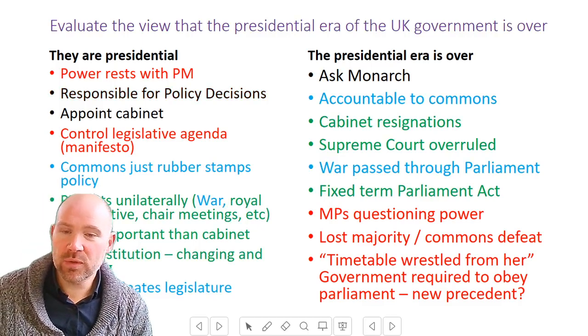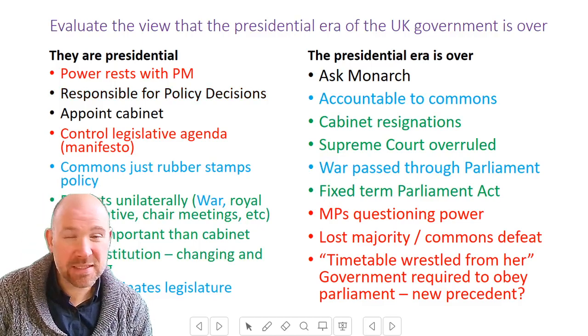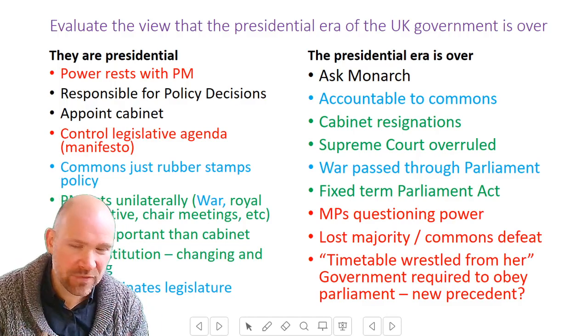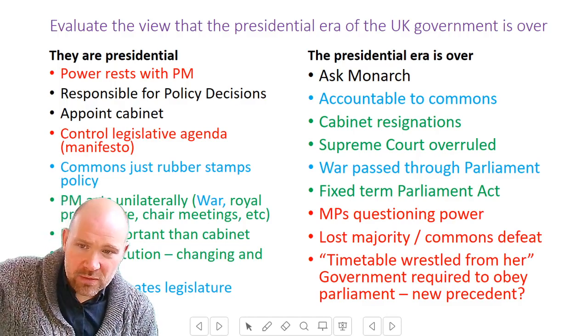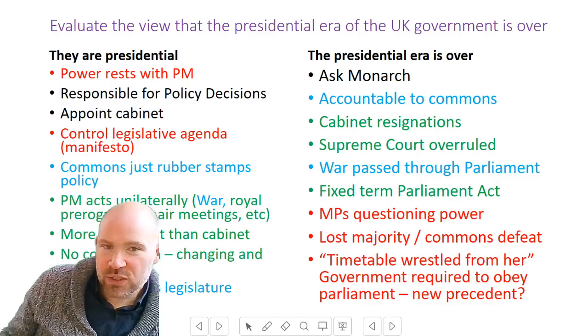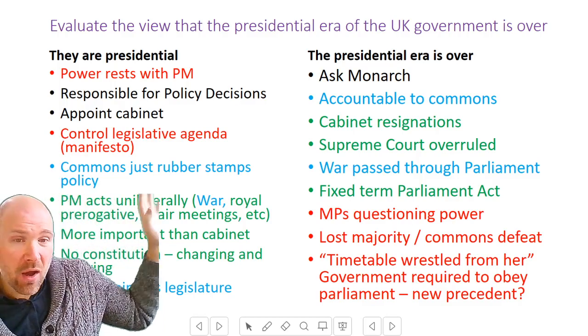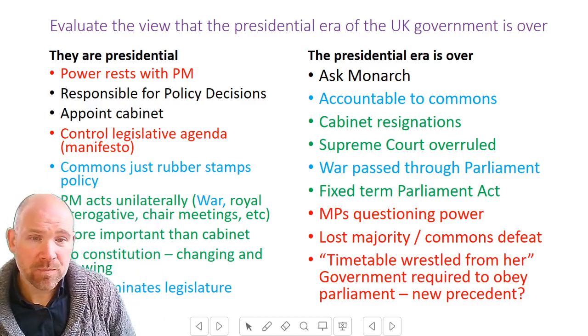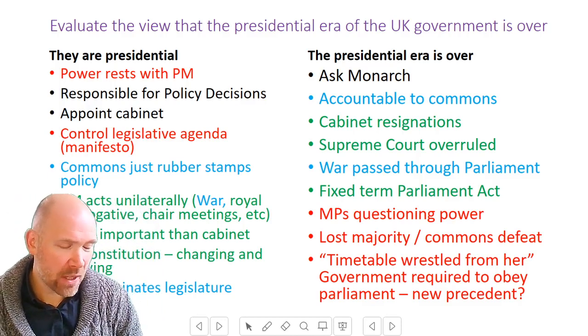Now I've got one that's to do with the Commons and dominating the legislature. It's similar, but in my head it's different enough. So on this side, the Commons just rubber stamps the policy. Theresa May dominates the legislature on this side. On the other side, they are accountable to the Commons. David Cameron's war had to go through Parliament.